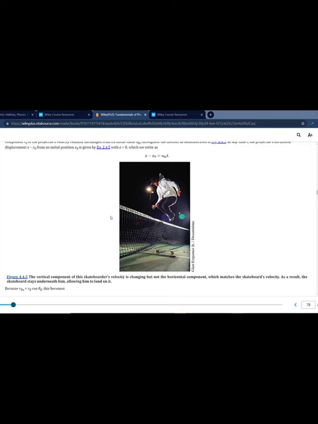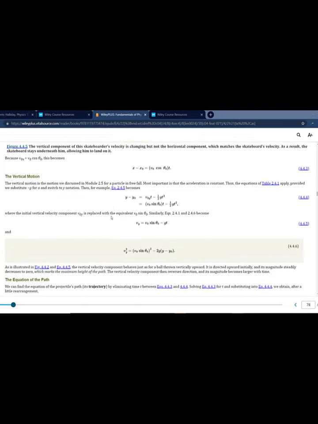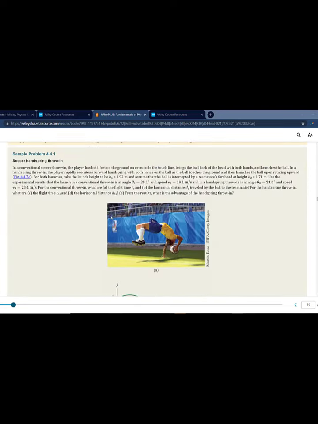In this case, we're seeing him talking about horizontal motion with the skateboarder, and as we continue to scroll through the e-text, there will also be other examples, such as the soccer handspring throw-in. Generally, it's done with two feet on the ground, but in recent years, players have started to somersault while they throw. Why is that? He wants students to understand the calculations that go into this. Well, we find out that there's increased velocity and also speed and distance when this happens.